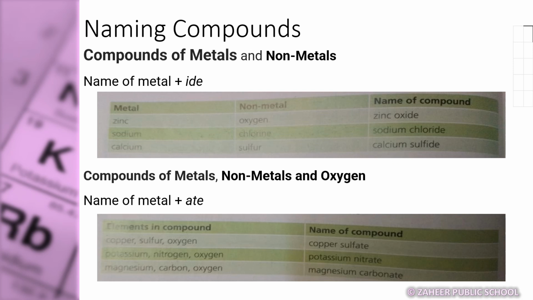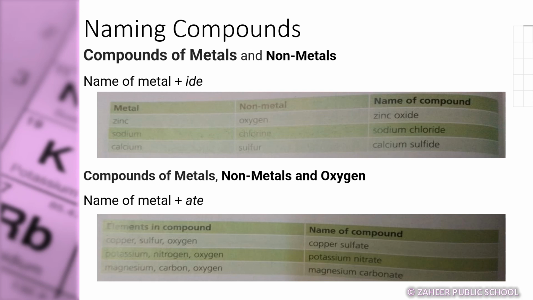If you have a compound of zinc and oxygen, zinc is a metal, whereas oxygen is a non-metal, so zinc would come first and oxygen later, and the name of oxygen will be changed into oxide. The compound would be zinc oxide. The same for sodium and chlorine: sodium is a metal, whereas chlorine is a non-metal, so the compound would be sodium chloride.